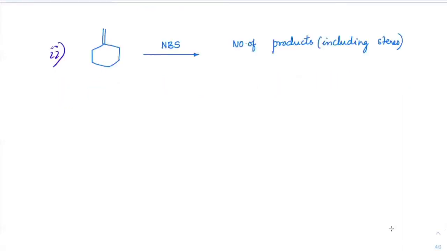See this case now. This is the most interesting case. For this, how many products will you get, including stereo? This is the most asked question from this section. Check out. First, you write the radical form first. So at all allylic positions, this is allylic, put one radical. This is allylic, put one radical form.